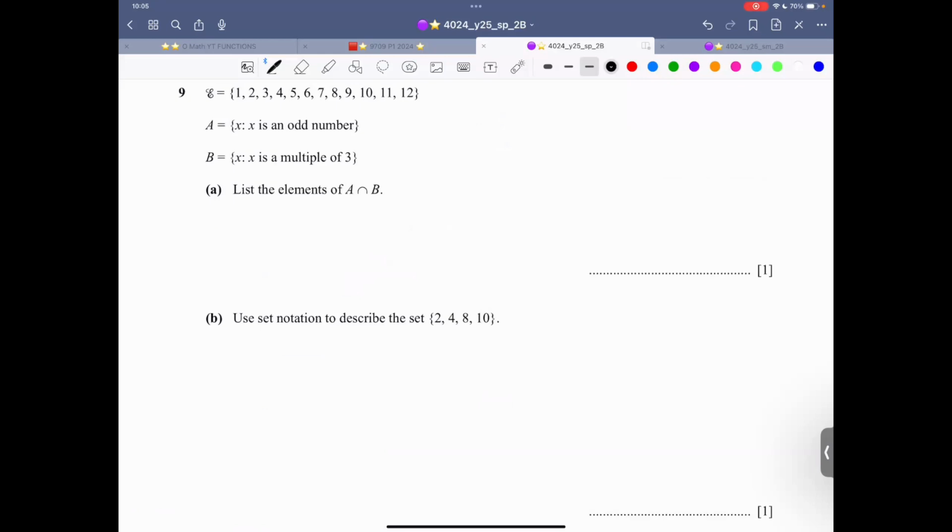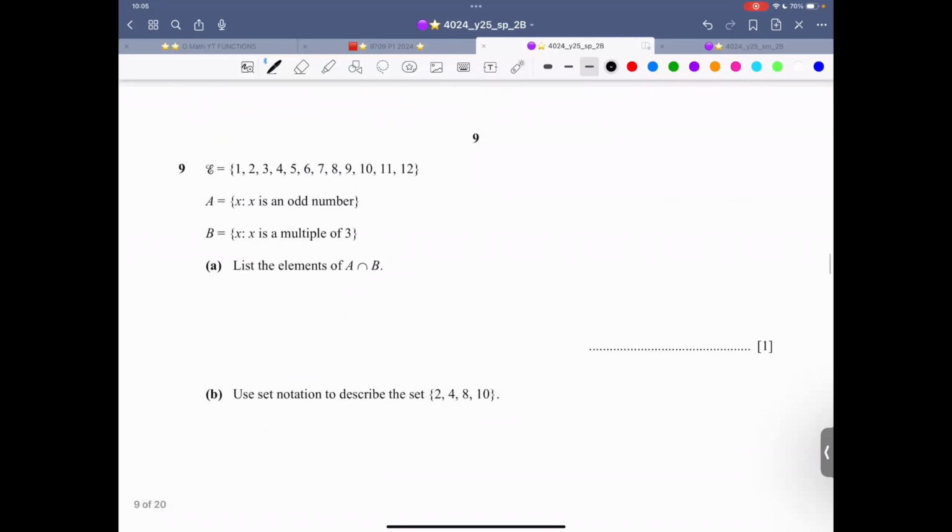This part, set notation, something very basic. A is x is an odd number. So what are the odd numbers? 1, 3, 5, 7, 9, 11. So all these are odd numbers. The next one, B, is a multiple of 3. Multiple of 3 is 3, 6, 9, and 12. So B is 3, 6, 9, and 12.